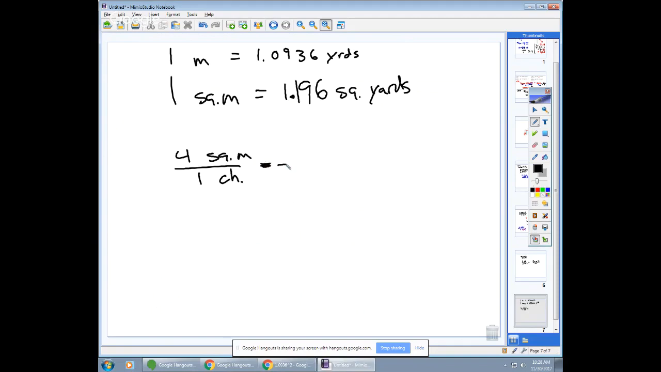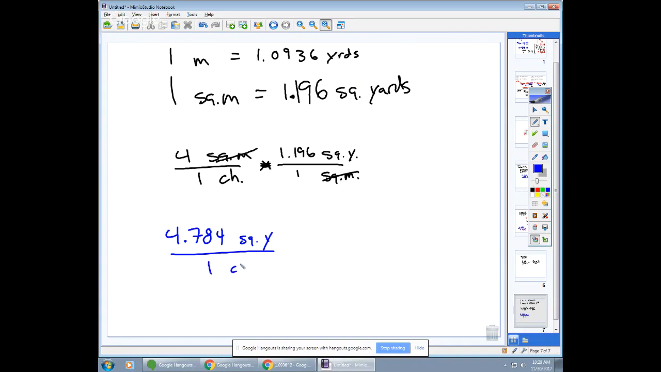And so we want to rewrite that in terms of square yards. So we get rid of square meters here, change to square yards. 1 goes down here, 1.196 goes up there. So that will get rid of square meters and give us square yards per chicken. So calculator, what's 4 times 1.196? 4.784, and so that's square yards per 1 chicken.